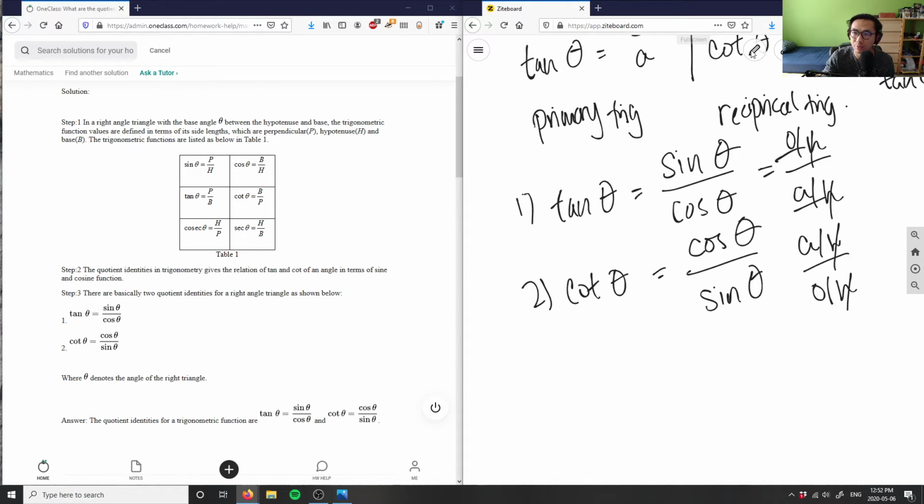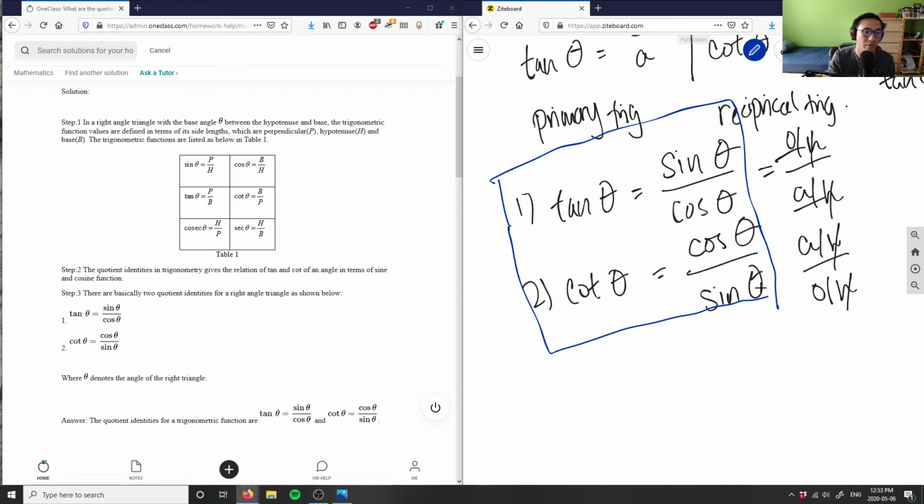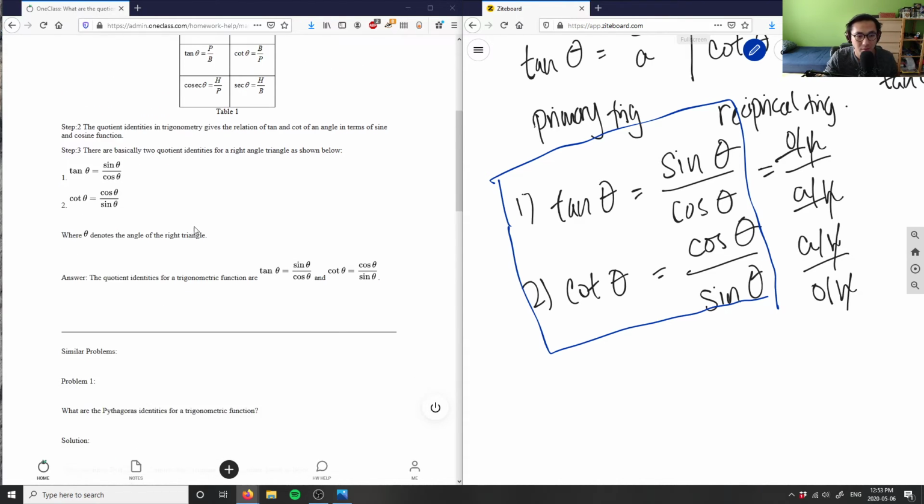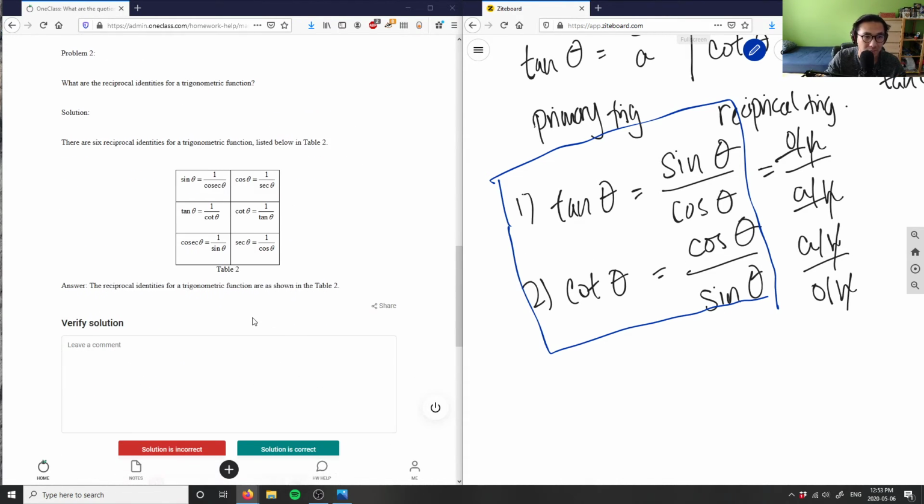Let me box this in blue for you. So these are very, very important to both memorize and to understand where they come from. So this here is correct. Again, I'm writing on a slant, so I'm sorry about that, but this here is correct. So the solution is correct. Good analysis here.